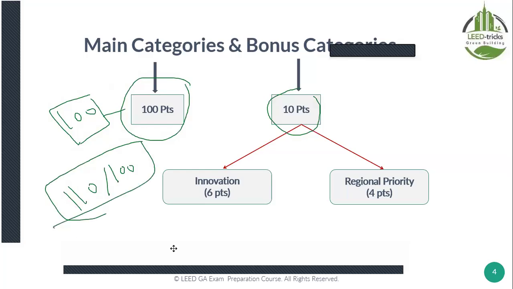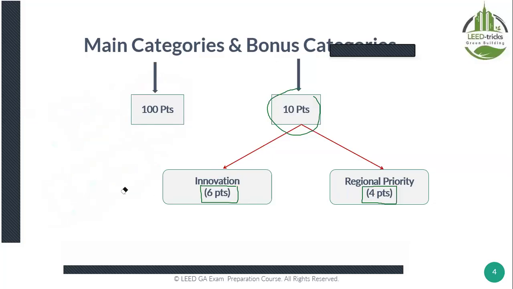And how do you achieve these 110 points? Based on bonus categories. They are divided into 2 categories. Innovation, you can achieve here maximum 6 points. And regional priority, you can achieve here maximum 4 points. It's clear? I hope so.